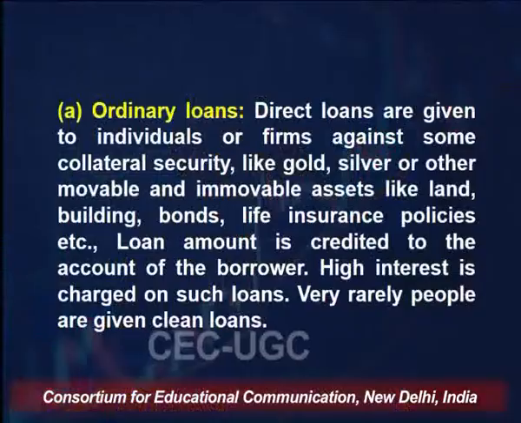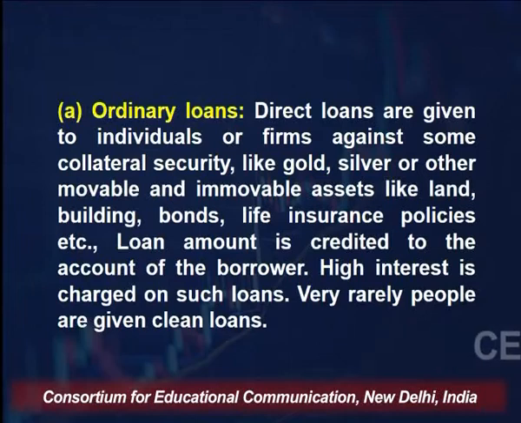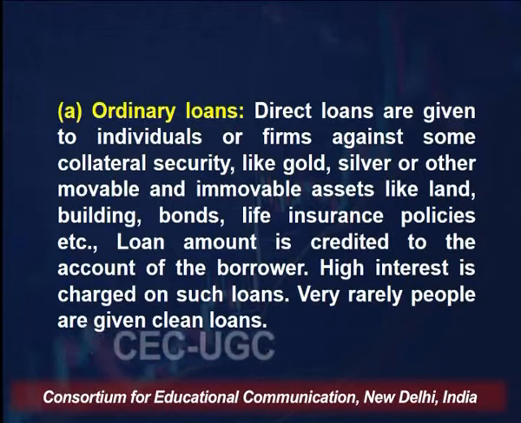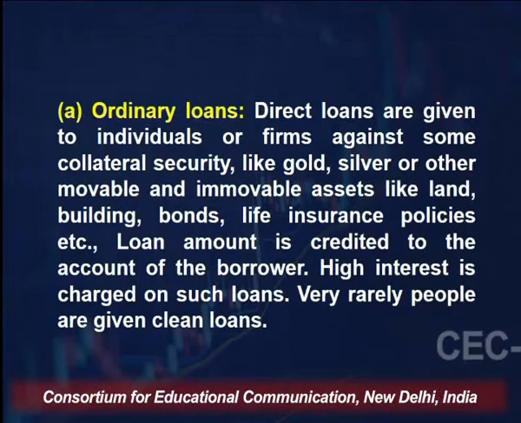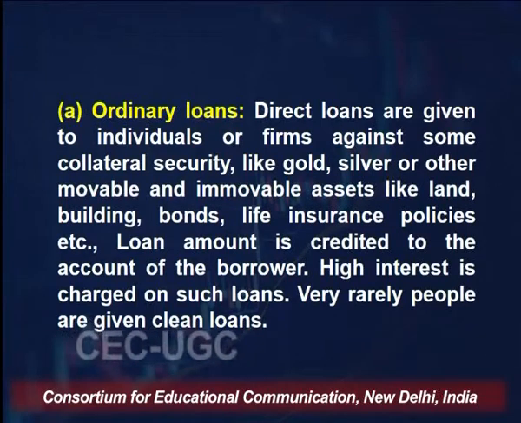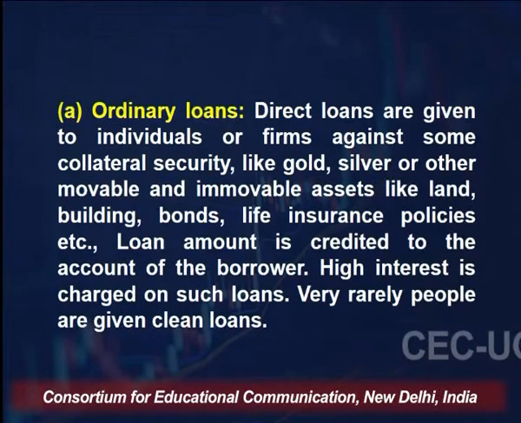One is the ordinary loan. Ordinary loan means direct loans are given to individuals or firms against some collateral security, and that may be like gold, silver, or any movable or immovable assets like land, buildings, bonds, life insurance policies, etc. And the loan amount is credited to the account of the borrower, and high interest is charged on such loans, and very rarely are people given clean loans under this category.